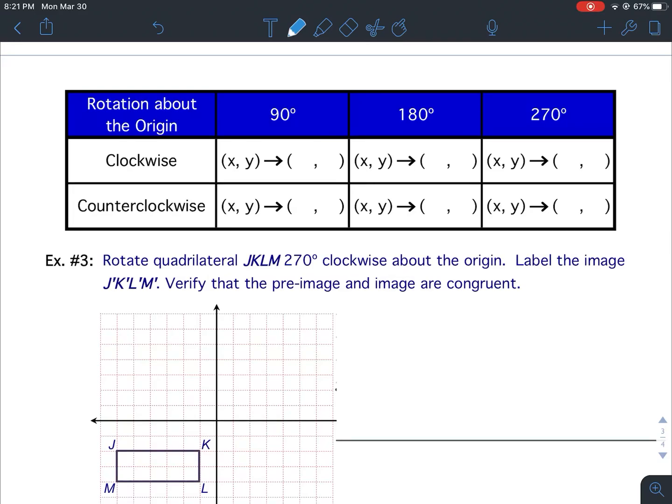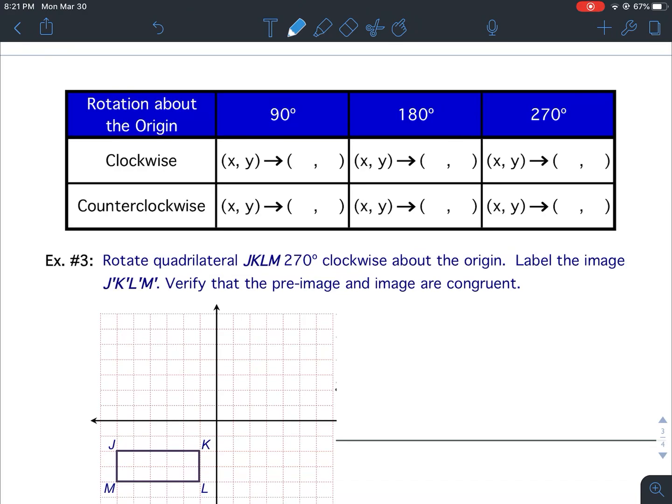Understanding Rotations, Lesson 19 notes. Before we do examples 3 and 4, I need to discuss what rotation about the origin looks like. So we are going to start rotating figures around the origin on the coordinate plane, and we need to discuss what it's going to look like.